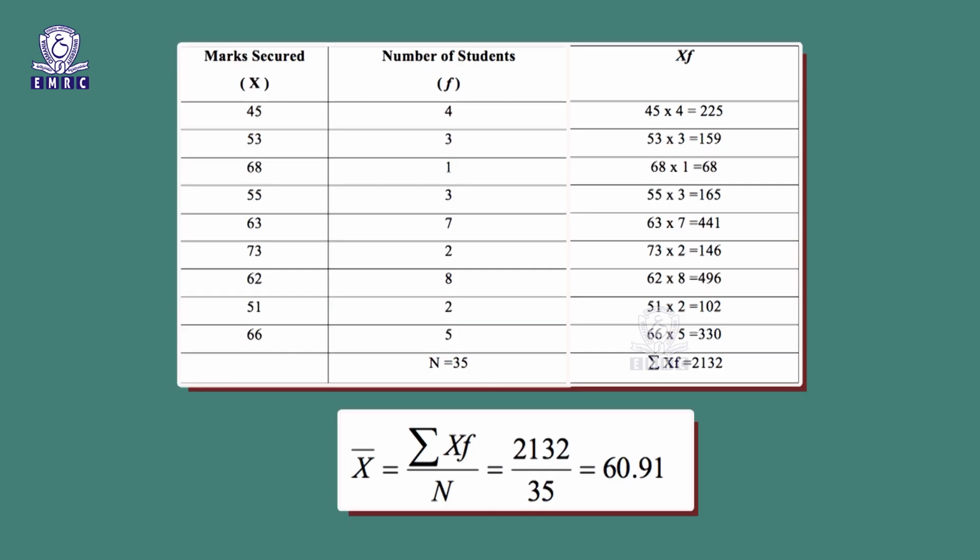We got the sigma of fx value. We also know the n value. Now we have to simply replace the numbers in the formula. The formula for calculating is x bar is equal to sigma xf by n. Sigma of xf is nothing but 2132 divided by n, that is 35. So by dividing 2132 by 35, we are going to get 60.91. The average marks secured by the students is 60.91.